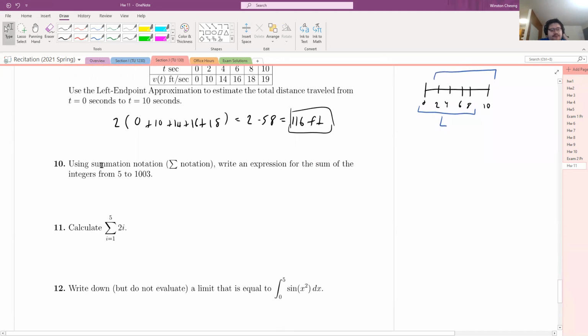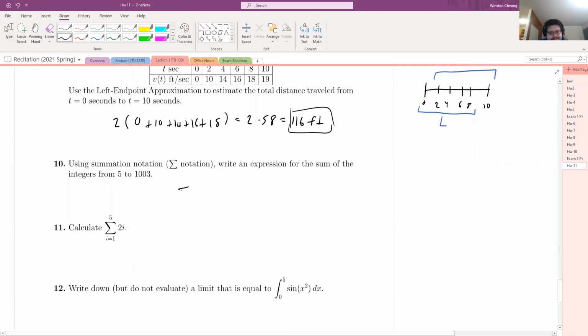Right. So now 10 and 11. These two problems are introducing you to, or checking that you understand, sigma notation. I think sigma notation is pretty straightforward. If you're confused about it, you can ask me.